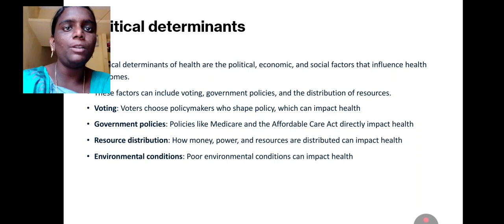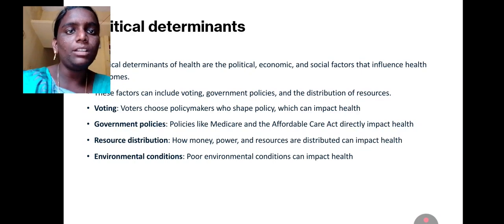So, political determinants. Political determinants are the political and economic factors that influence health outcomes. They are factors influencing the voting of government, government policies, and the distribution of resources. Voting: the voter chooses the policymakers who shape policy, which can impact health. Government policy, such as affordable medical care, directly impacts health. Resource distribution: how money and power are distributed impacts health. Environmental conditions: poor environmental conditions impact health.